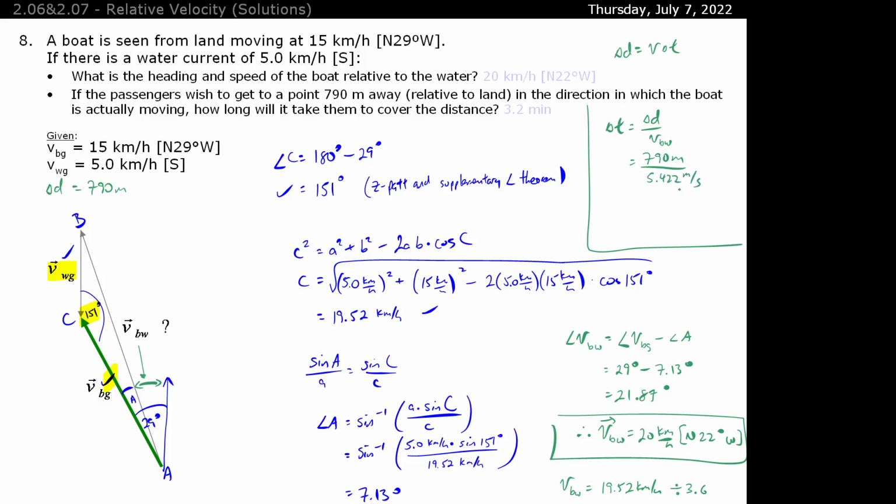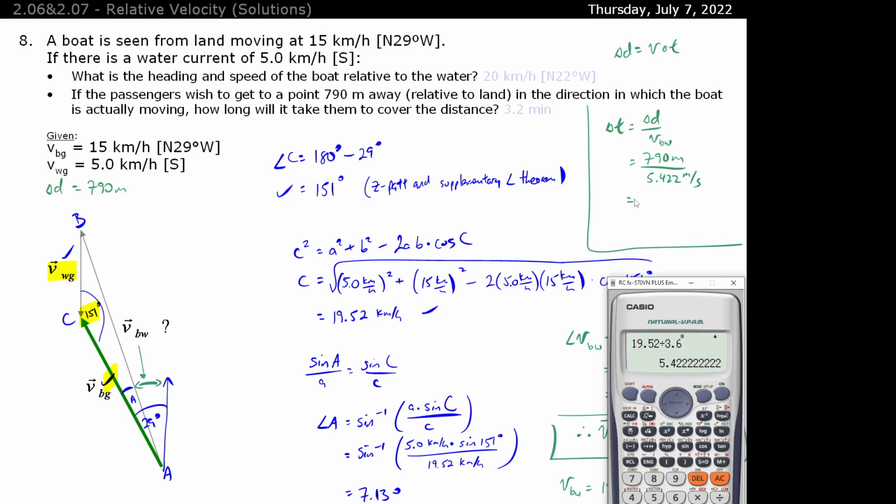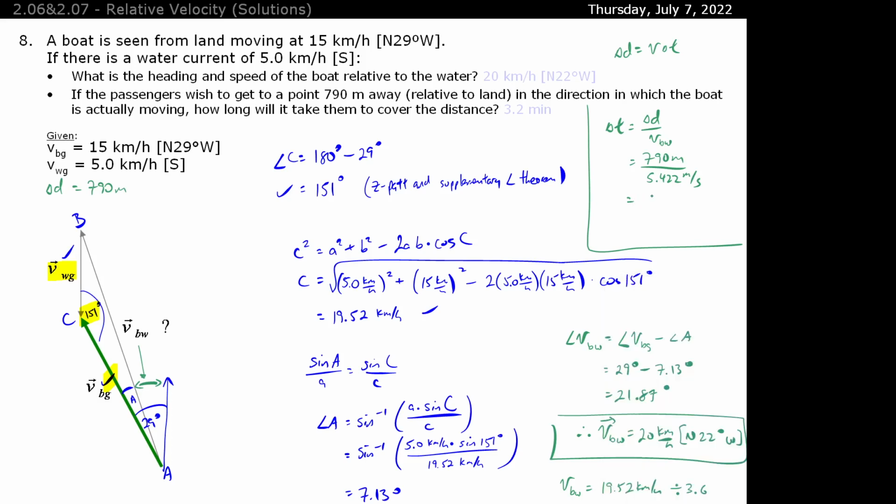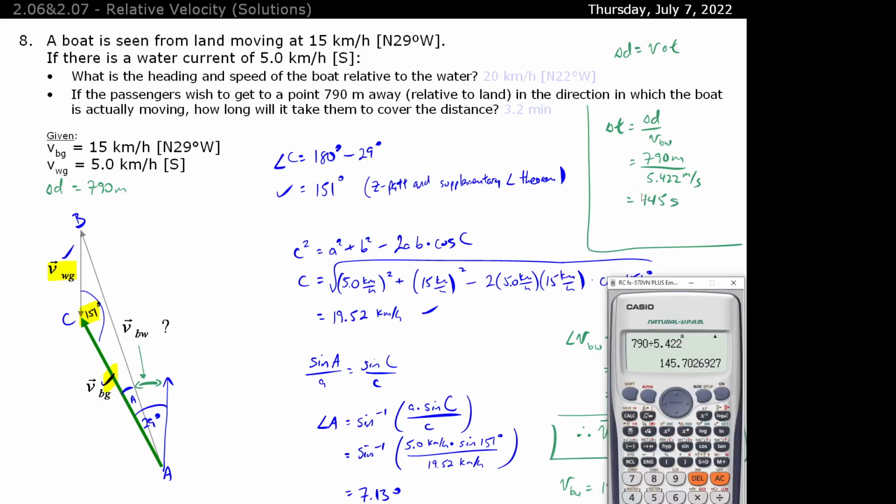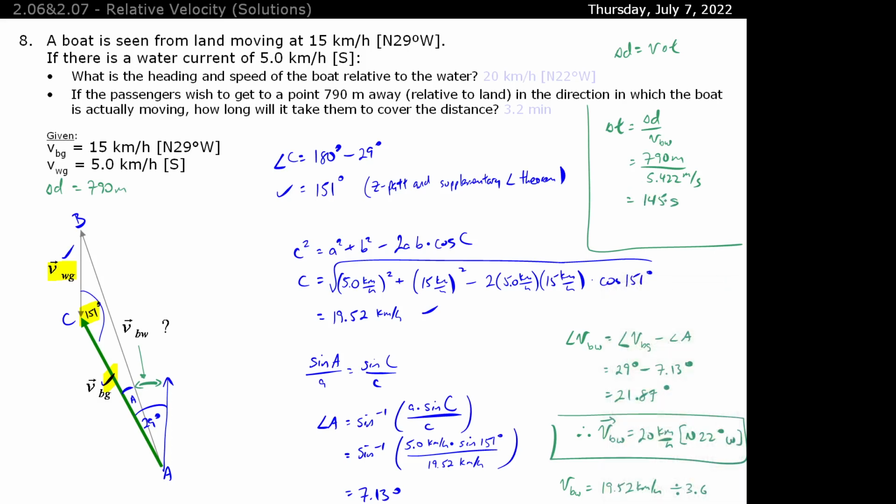5.422 meters per second. So 790 divided by 5.422 will give us 145 seconds. Oh, 146 seconds, 145.7. And since the question never really asks how long it will take in whatever unit, you could leave it as this, written in scientific notation, which would be 1.5 times 10 to the 2 seconds.